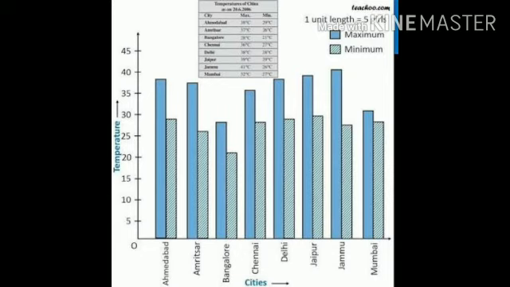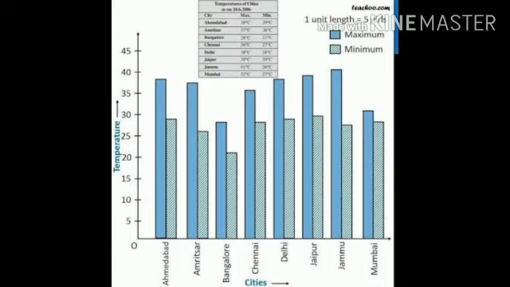Here is one more example. Ahmedabad, Amritsar, Bangalore, Chennai, Delhi, Jaipur, Jammu and Mumbai are the cities marked on the x-axis, and on the y-axis they have shown us the temperature. Here different cities are shown and different temperatures in different cities. One unit length equals 5 degrees Celsius. So temperature in degrees Celsius.